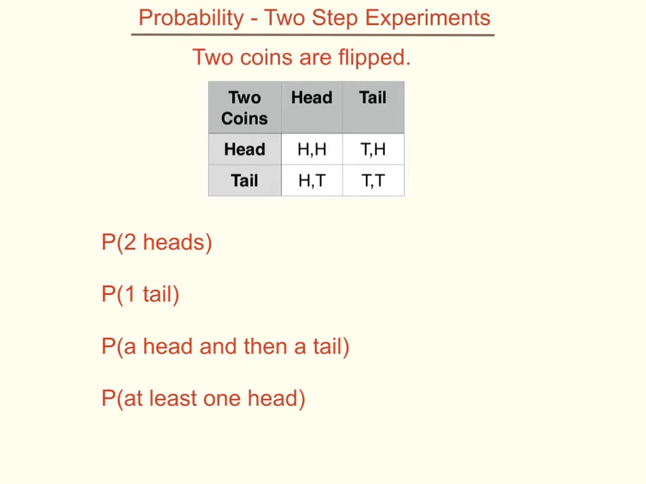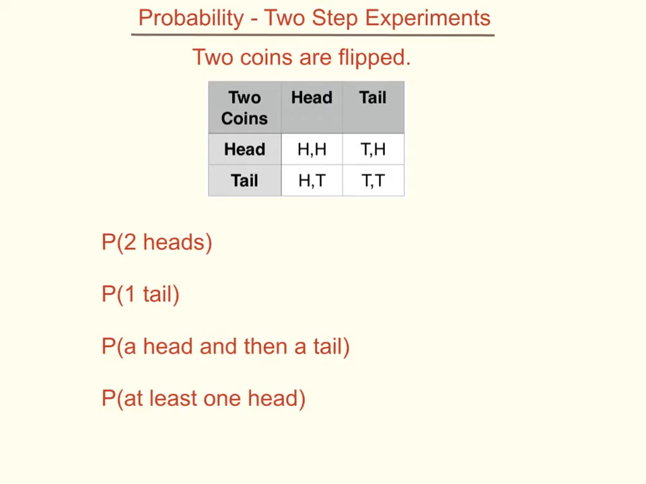A two-step experiment means you're doing more than one thing. For example, I might be flipping two coins. This table here shows the outcomes. I can get a head with the first coin and a head with the second, a tail with the first coin and a head with the second, head, tail, and tail, tail. There are 4 outcomes, and so I can use that to help me work out probabilities.